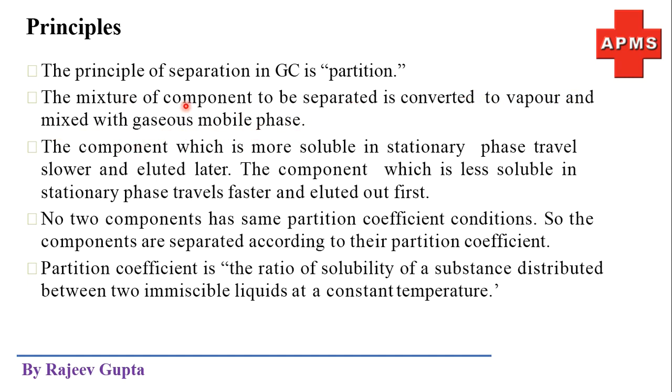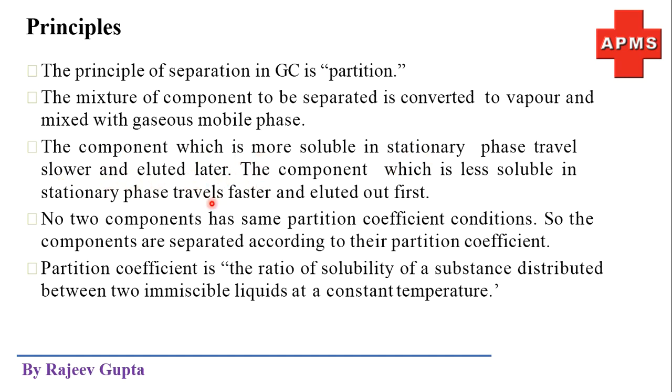Now this mixture of sample and mobile phase goes into the column. This is called the eluent. It goes into the column where the stationary phase is already present. Stationary means not movable phase. This vaporized sample travels through this stationary phase slowly and is eluted later.